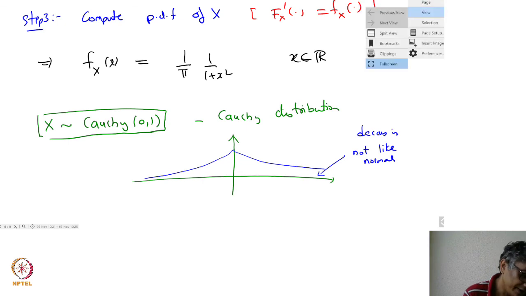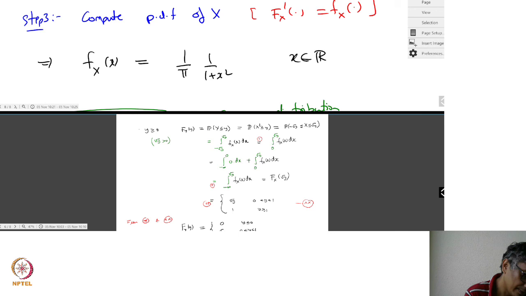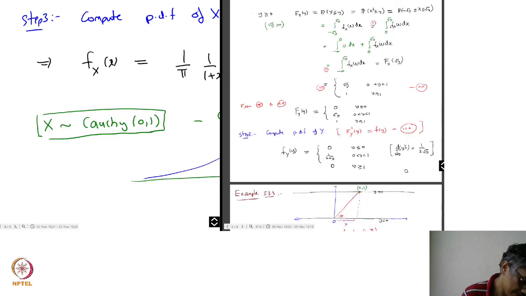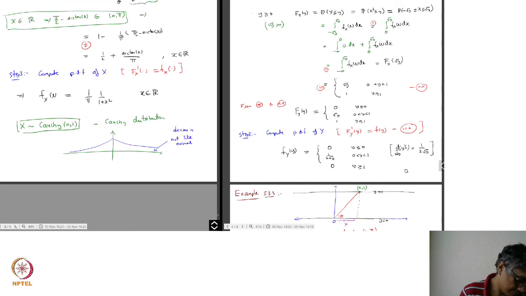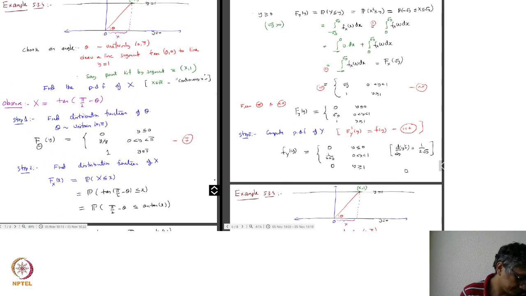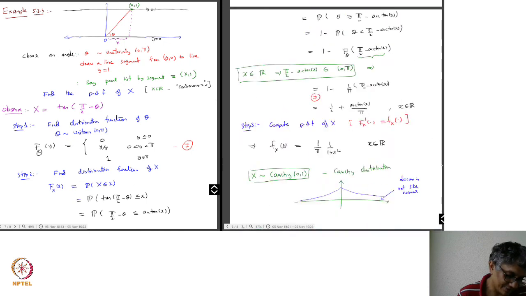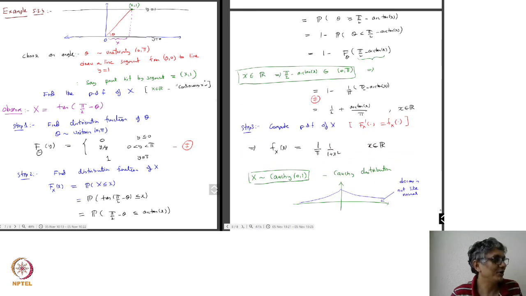So let me do a split view and recap the example. What I did was a simple thing. I said, okay, fine, I'm going to start with 2 lines, y equal to 1 and y equal to 0. I shoot a line across at an angle theta. I hit the top line at y equal to 1 at point x, and I want to find the distribution of x. The way I do that is my 3-step algorithm: distribution function of theta, distribution function of X, and PDF of X.